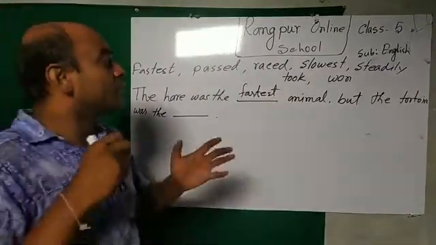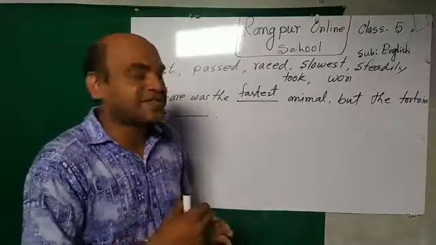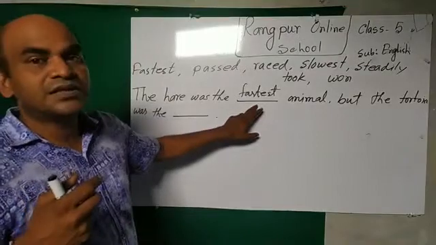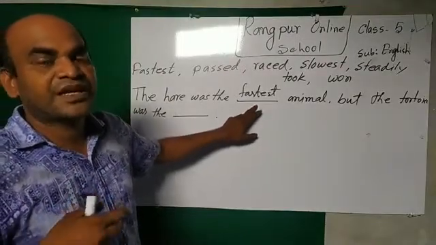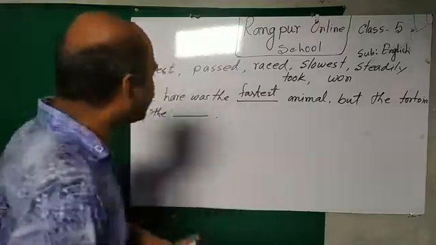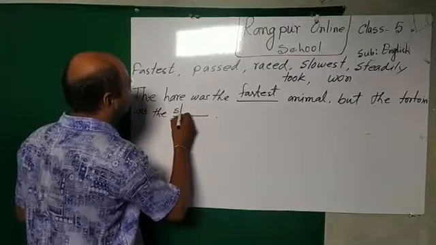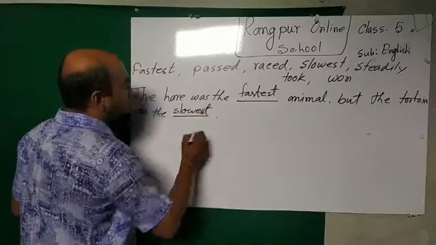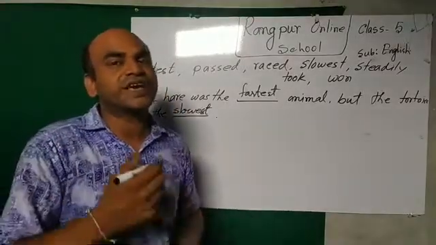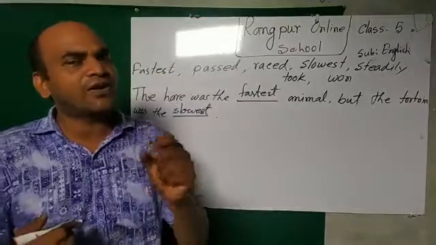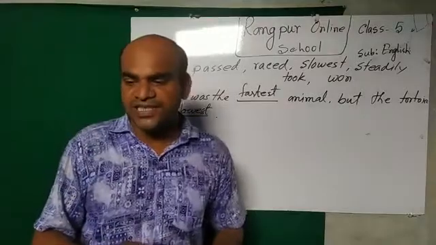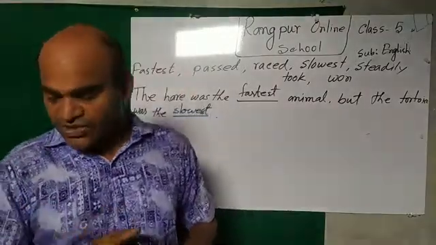When you fill in the blank in this type of sentence with a word like but, it may come with a difference between the two. The opposite word of fastest is slowest. Slowest animal. The tortoise was, we know about that. In the story of the hare and the tortoise, the hare was the fastest animal, but the tortoise was the slowest animal.